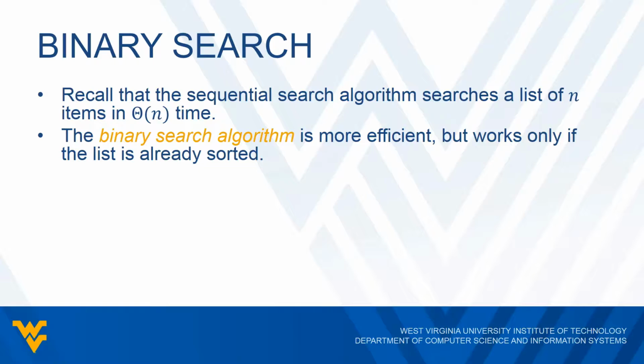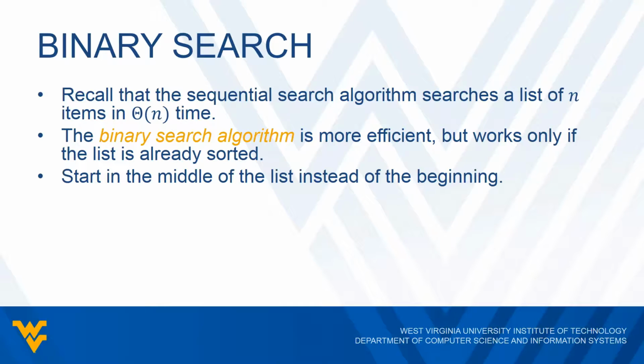In fact, we're going to take a look at the binary search algorithm. So this is a lot more efficient than the sequential search algorithm. But the trick here is that it only works if the list is already sorted. So if it's an unsorted list, this isn't going to work. The high-level idea is that we're going to start at the middle of the list instead of the very beginning, because the point here is that we don't need to check every single item. So we'll start at the middle.